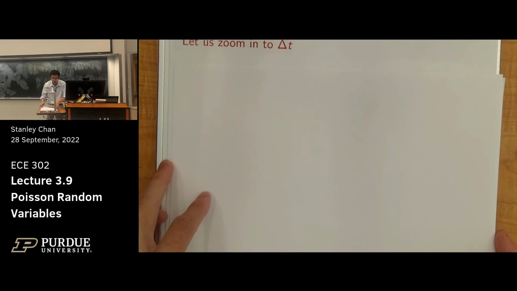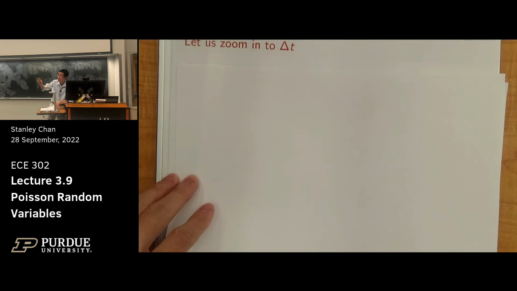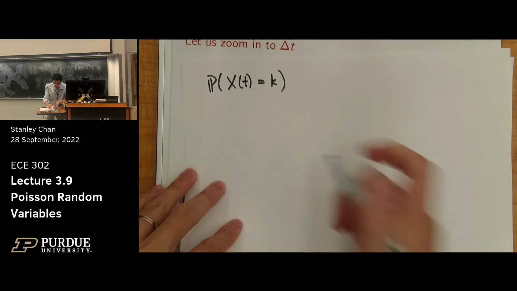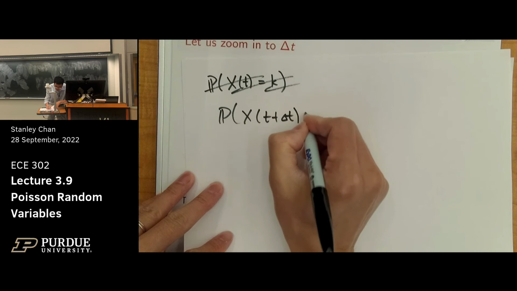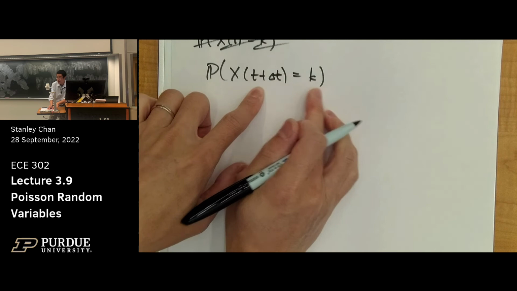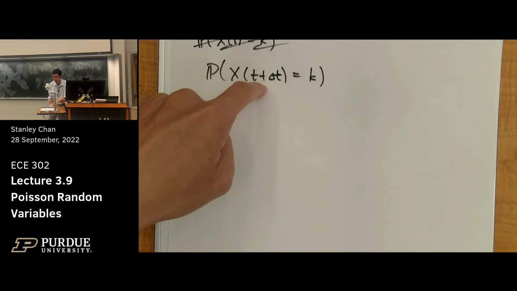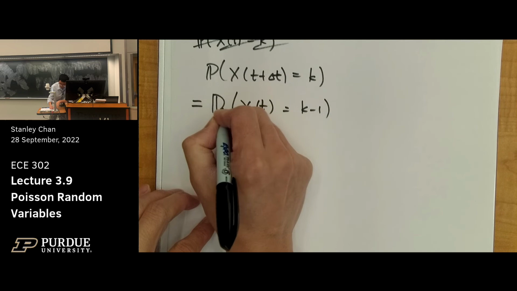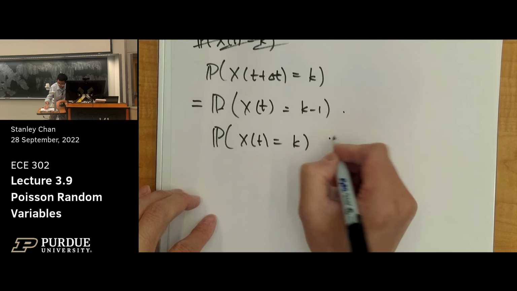What do we want? Well, we want to derive the PMF, but to derive the PMF, I need to do some calculation. The thing I want to look at is the probability that x of t equals k, and the probability that x of t plus delta t equals k. I'll just follow my notes here. So how do I calculate the probability that x of t plus delta t equals k? There are two possibilities that can lead to this outcome. One is that at time t, you have k minus 1. The other case is that at time t, you already have k. These are the two possibilities that can lead you to this k.